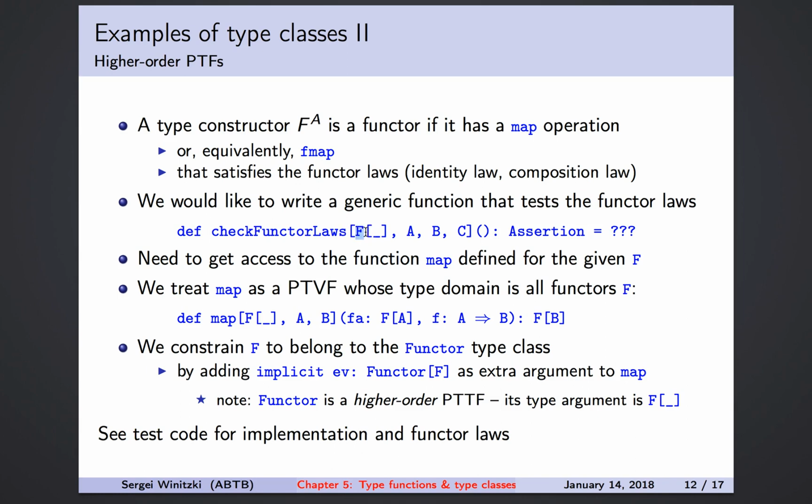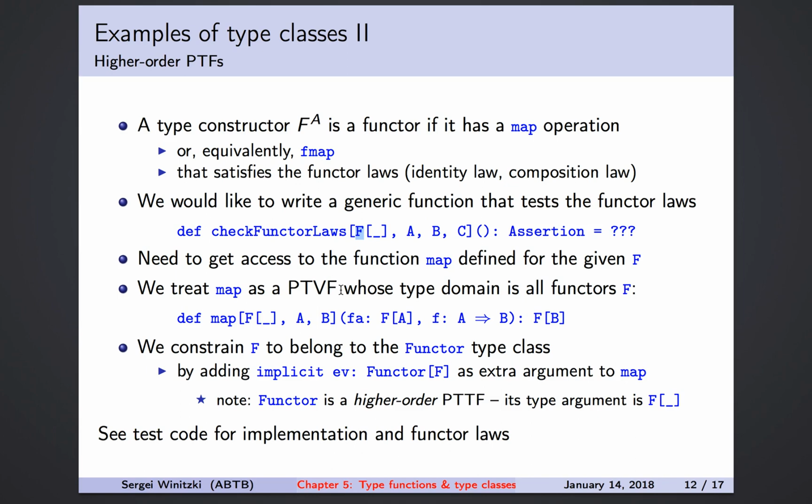It will take the type constructor as well as three types, say A, B, C, as type parameters. And it will then run the tests with various values and check that all the laws hold for this type constructor. But this generic function should require that the type constructor F be a functor. And we need to also access the function map that is defined for the given type constructor F. So therefore we say that the map must be a type class.